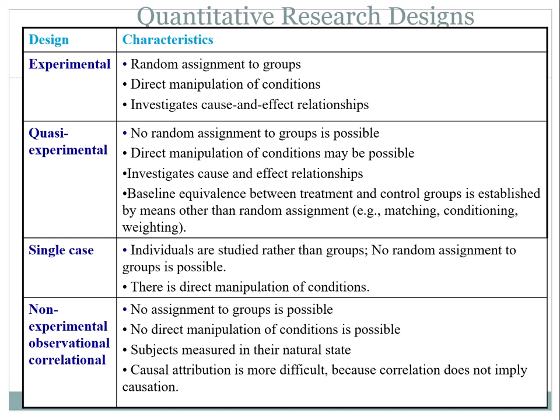Now, non-experimental or observational studies, also known as correlational studies, are the weakest designs with respect to causal inference. In this design, no assignment to groups is possible, and there is no direct manipulation of conditions. Individuals are just observed. The extent that causality can be supported depends on the specific controls that are added in the model to estimate relationships between the treatment and the outcome.